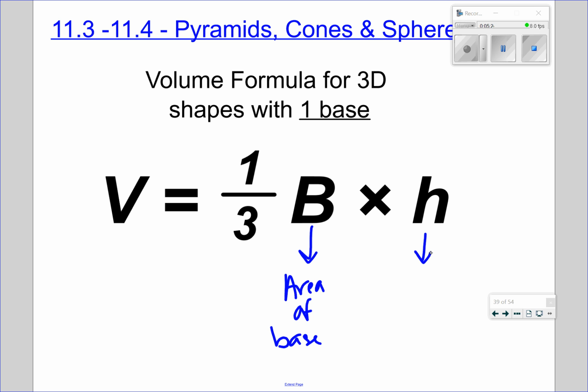This H is still height of the whole shape. And then this time, because your shape comes to a point, we're actually going to have to cut this volume into thirds. So this 1/3, remember, is the same thing as dividing by 3.